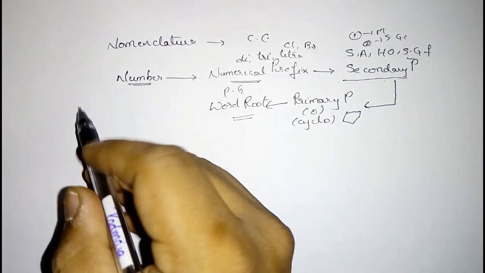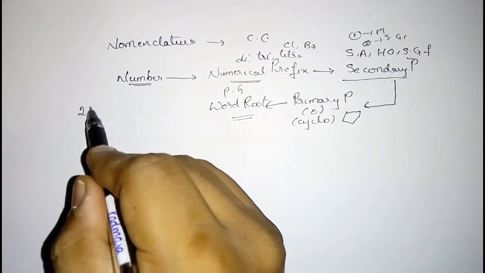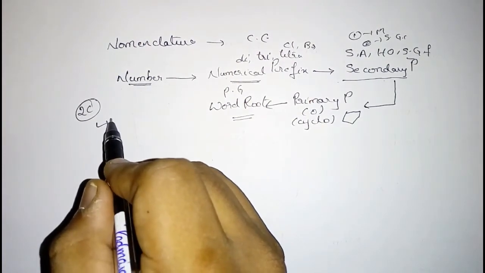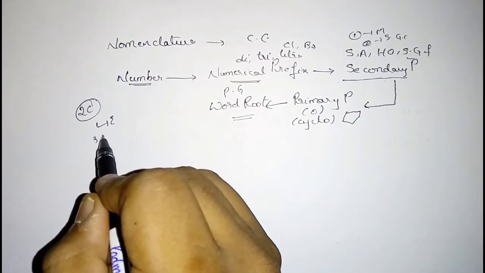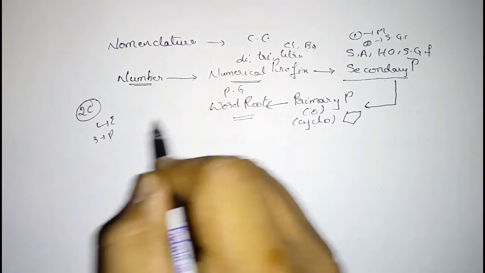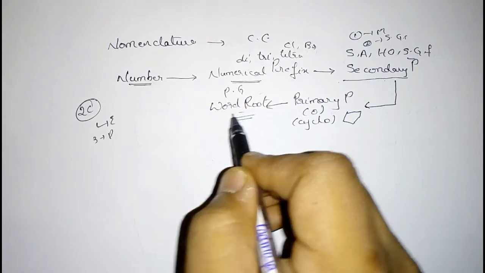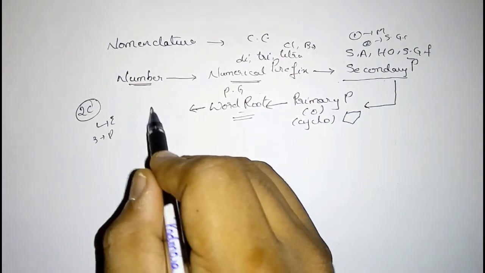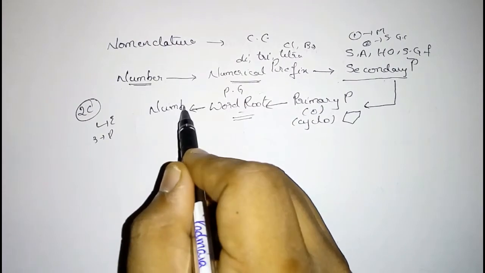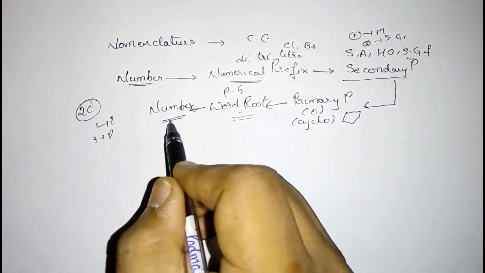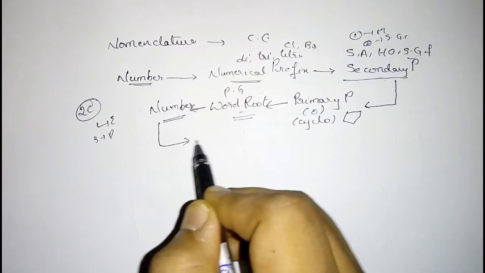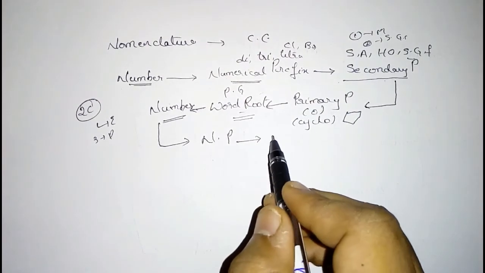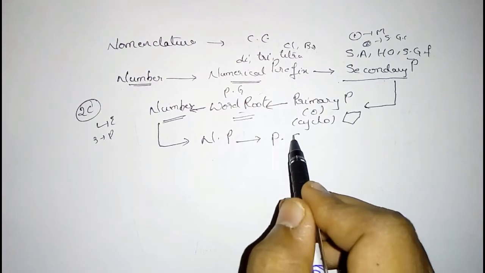If it contains two carbons, we'll be writing it as ethane. If it contains 3 carbons, it can be propane, and it goes on like that. So it tells about the main chain carbon group. After word root, our next step will be what? Again number. Okay, number. After number, again it starts with numerical prefix. After numerical prefix, then comes our primary suffix.